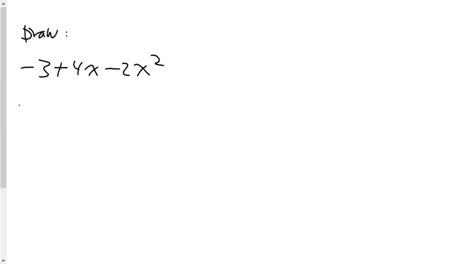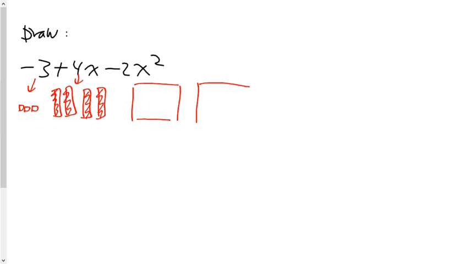Here, negative 3 is 3 little small squares. Positive 4x. That's the positive. So this is the negative 3, the positive 4x. And the negative 2x squareds, remember, if they were shaded in, they would be a positive 2x squared. And if they're not shaded in, they're a negative 2x squared. So that would be a graphical interpretation of that trinomial.